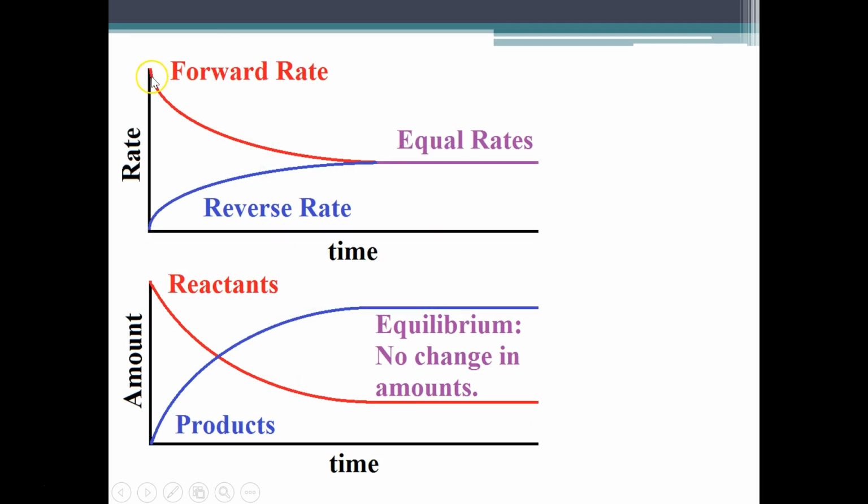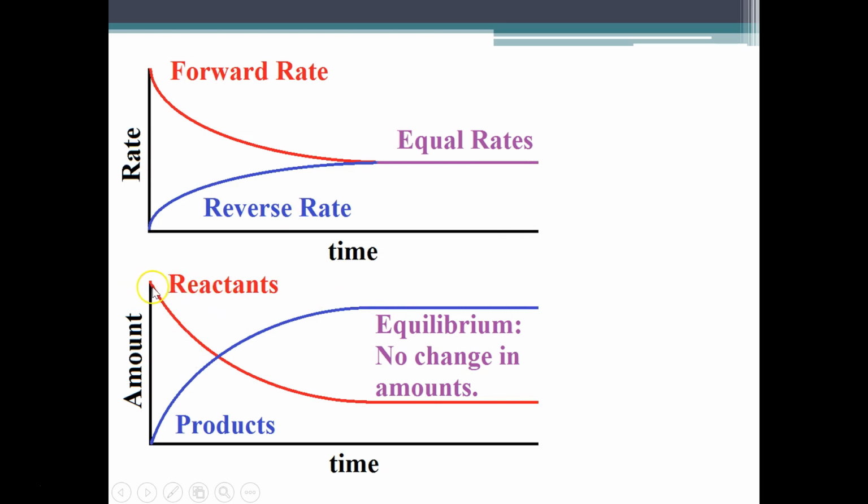Alright, so we can look at this graphically. Initially, the rate of the forward reaction starts fast and then decreases over time, and that is because reactant particles are being used up. Conversely, as reactant particles are used up, product particles are created, so the rate will steadily increase over time. Eventually, the two rates will equal and steady each other out, and that is when you are at equilibrium.